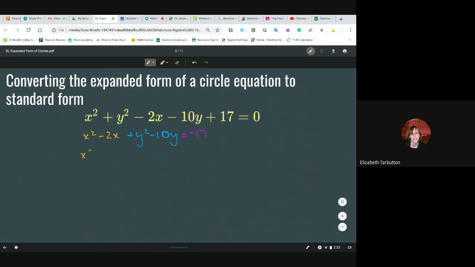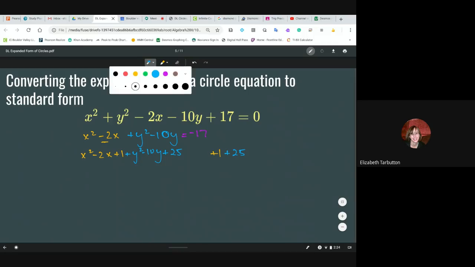So x squared minus 2x, in this case, b is -2, divided by 2 is -1, squared is 1. And that means I'm going to need to add 1 to the other side as well. And then we're going to take a look at the y term, y squared minus 10y. -10 divided by 2 is -5. Squared is 25. And so I need to add that 25 to each side.